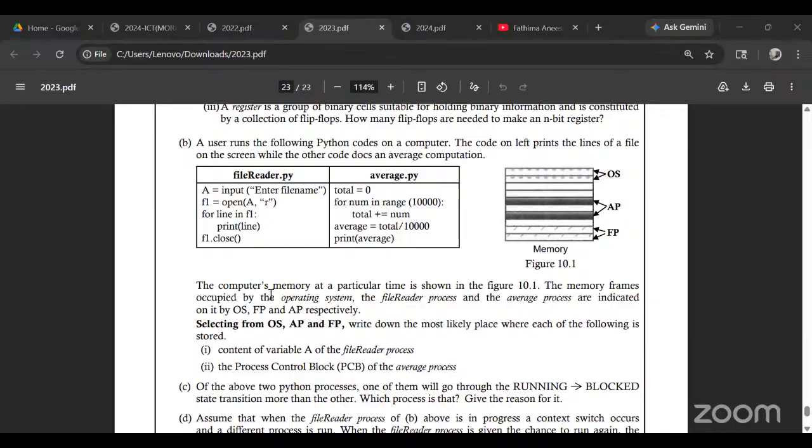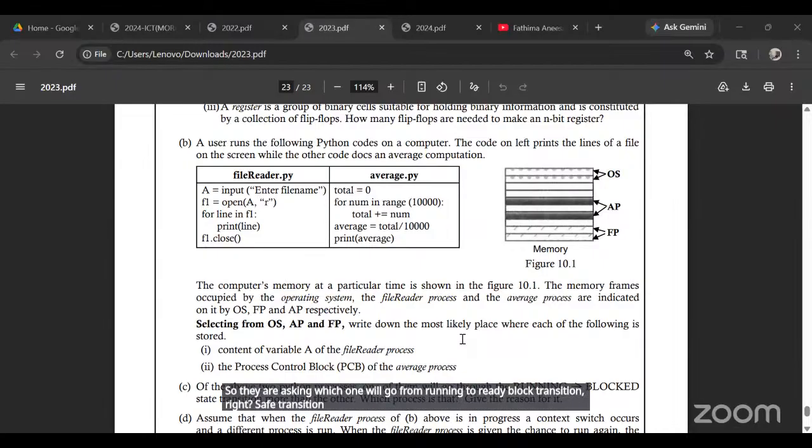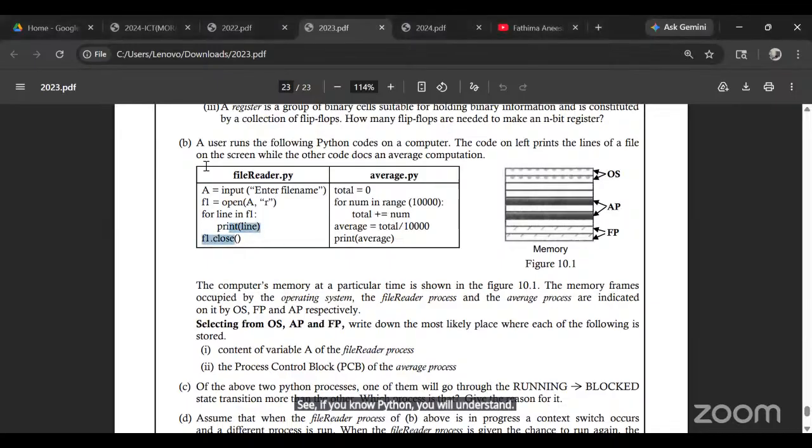Even if you got it wrong at the first attempt, don't worry, because many got confused by this question. So they are asking which one will go through the running to block state transition, right? It is the file reader process. Why? Because this process is performing input output operations like reading a file. See, if you know Python, you would understand. See, it is doing input output operations, isn't it?